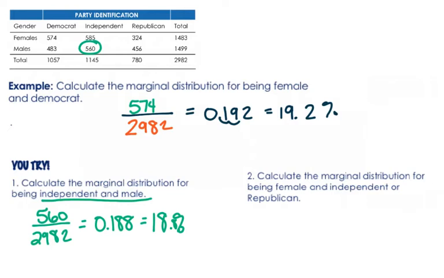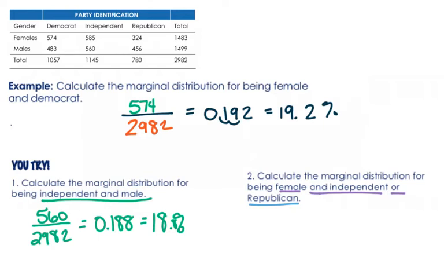Alright, so the second one is a little more advanced. So we're going to calculate the marginal distribution for being female and independent, or you can be Republican. So let me do that in some different colors. So you can be female and independent, or you could just be a Republican. So if you want to try it, you can do it in 1, 2, 3.